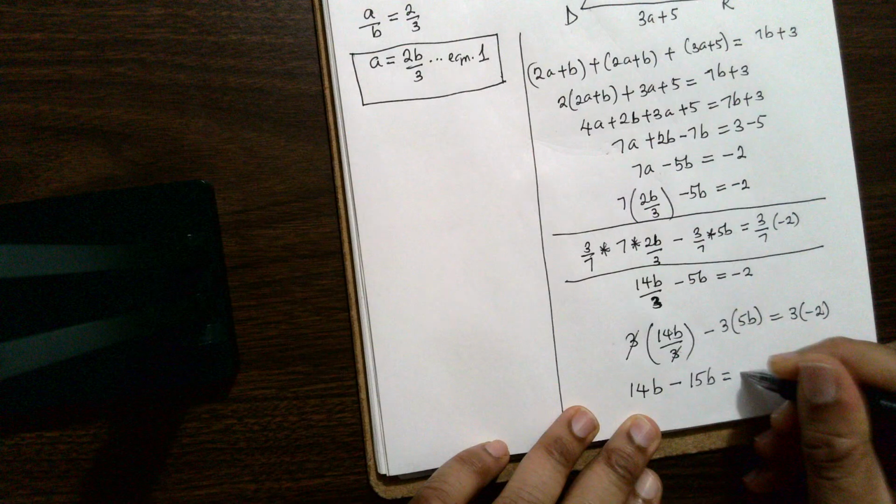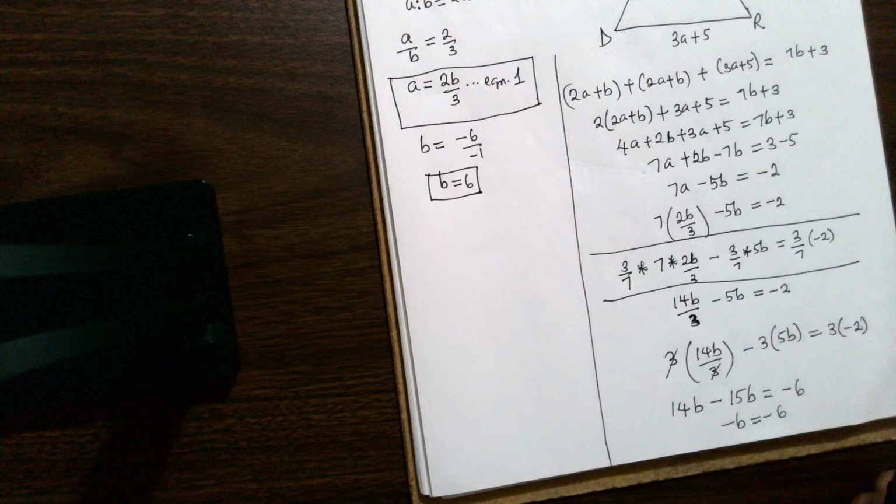We found b. And let's go ahead and find a by just substituting the value of b here. So a is 2 over 3 times 6. So 3 into 3 is 1, 3 into 6 is 2, 4. So a is 4. a is 4 and b is 6.